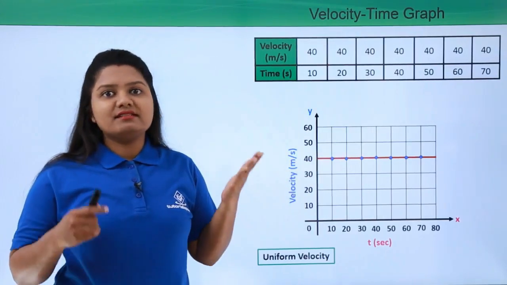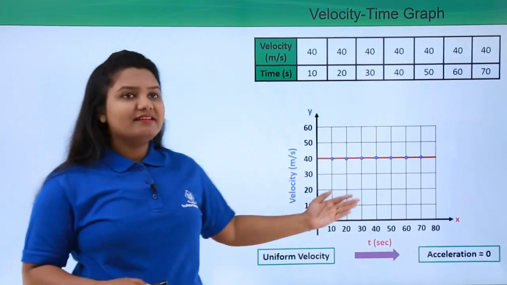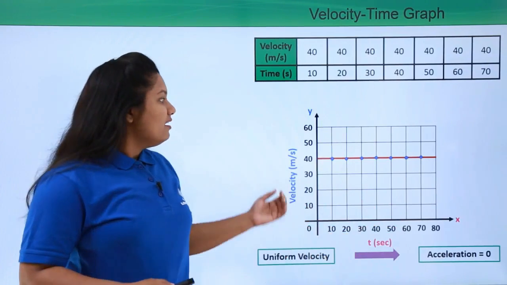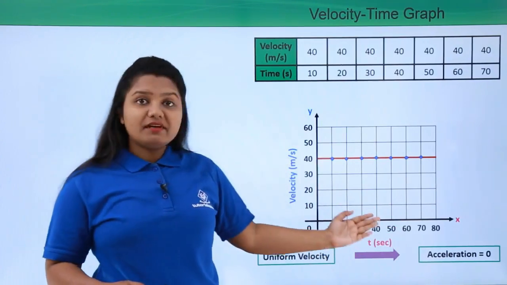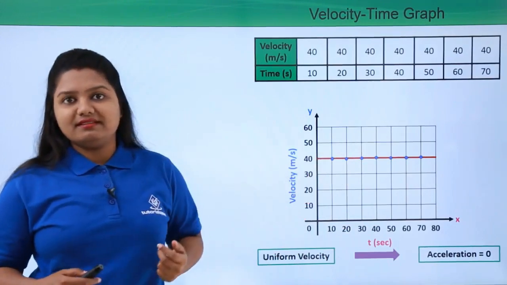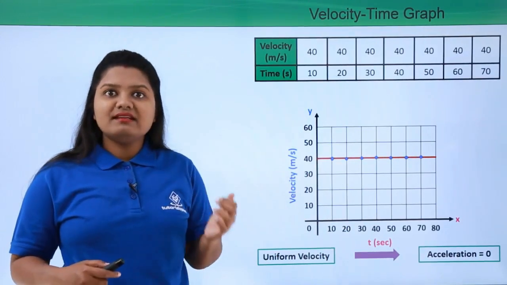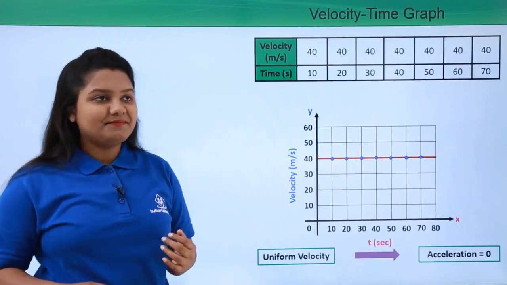So we can say that there is no acceleration at all. So the acceleration here will be 0. So whenever we see a velocity time graph which is parallel to x-axis, we can conclude two things. That is, the body is moving with a uniform velocity with 0 acceleration.